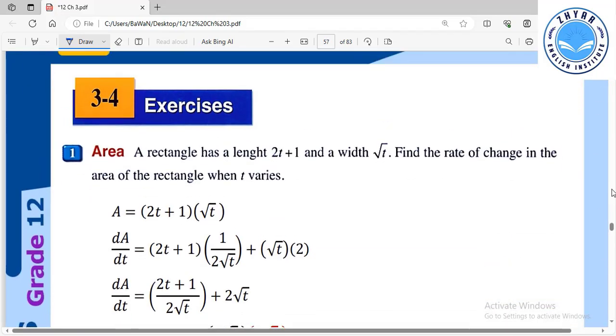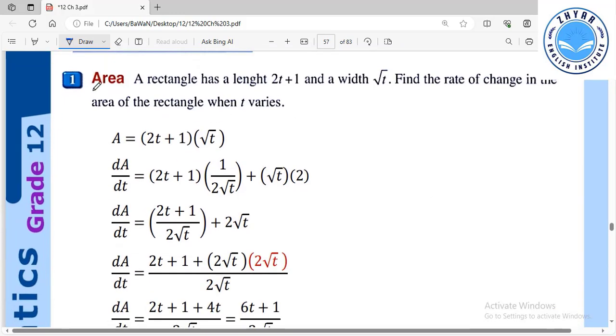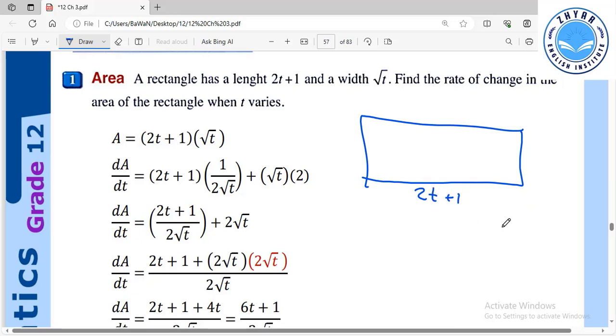Now exercises. Question 1. Area. A rectangle has a length of 2t plus 1. There is a rectangle. Length is 2t plus 1. Width is radical t. Okay. Find the rate of change in the area.